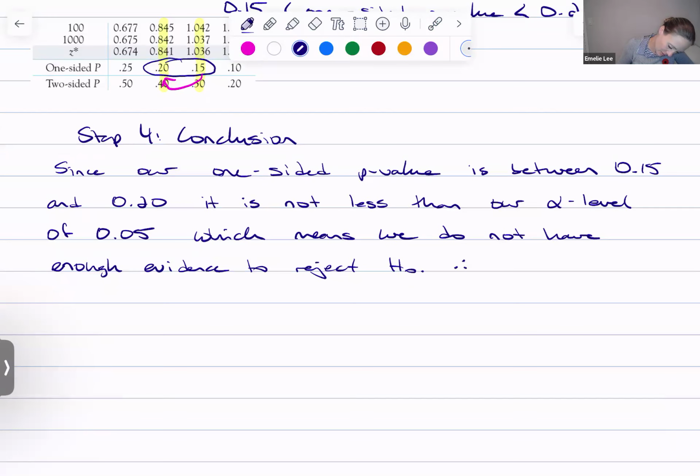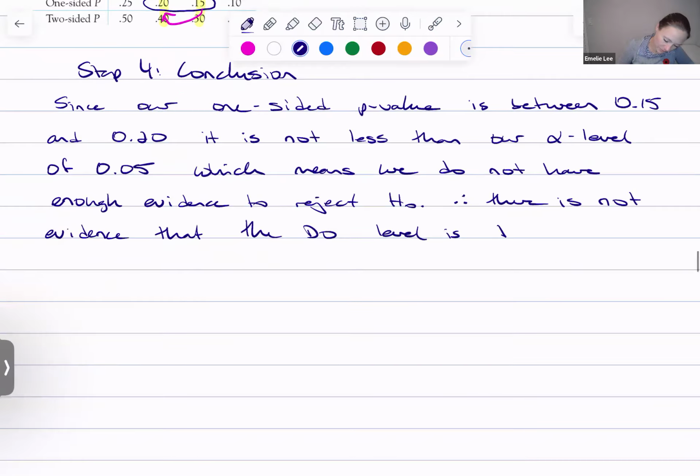Therefore, there is not evidence that the dissolved oxygen level is different from 5. And maybe I should say is less than 5, just to match.